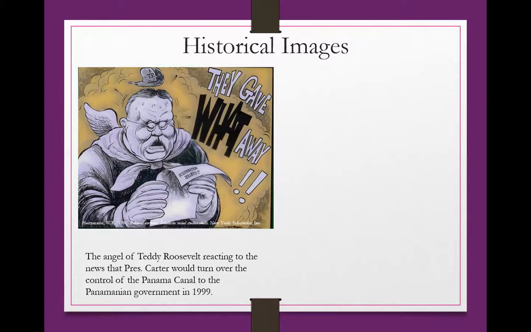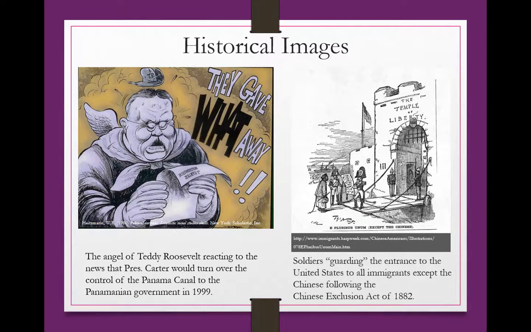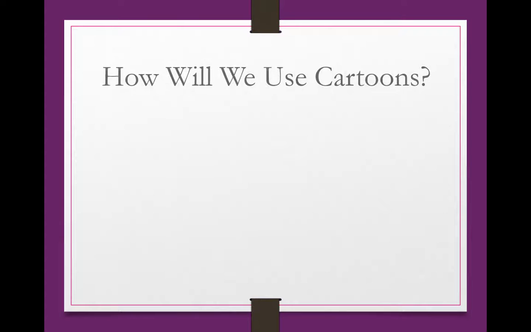A couple examples of historical images includes the angel of Teddy Roosevelt and his reaction when he learns that President Carter gave the Panama Canal to the Panamanian government, or the idea that the Chinese immigrants were not allowed in as the guards were standing at the gates to allow immigrants in because of the Chinese Exclusion Act of 1882.